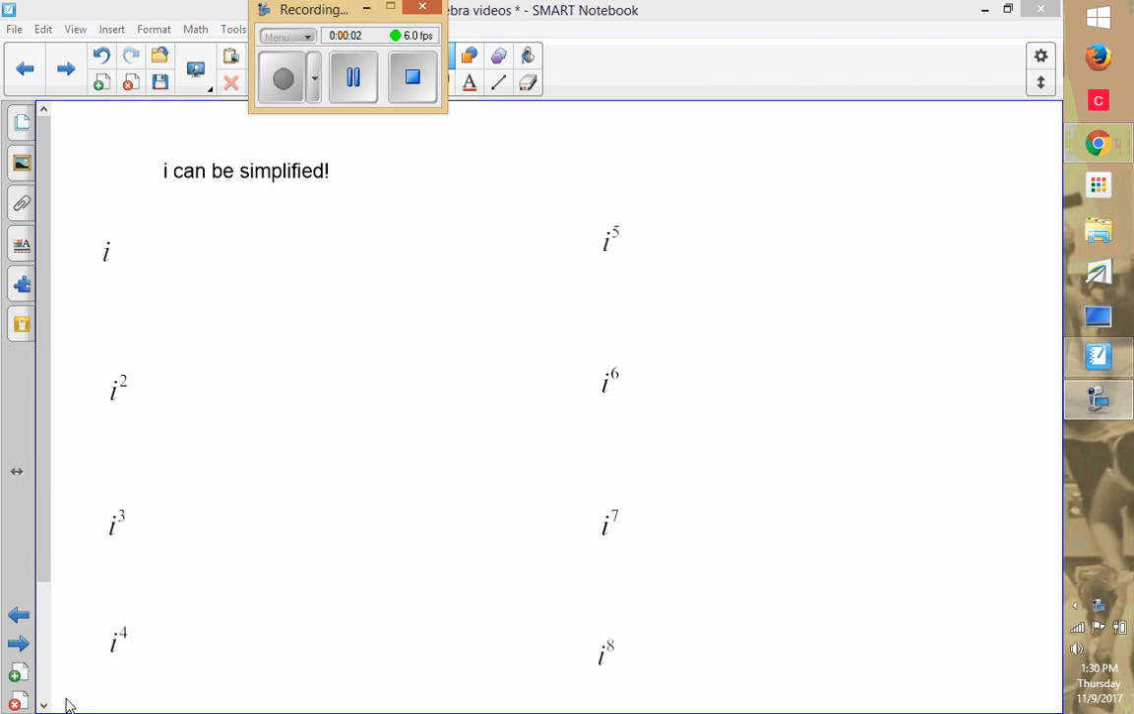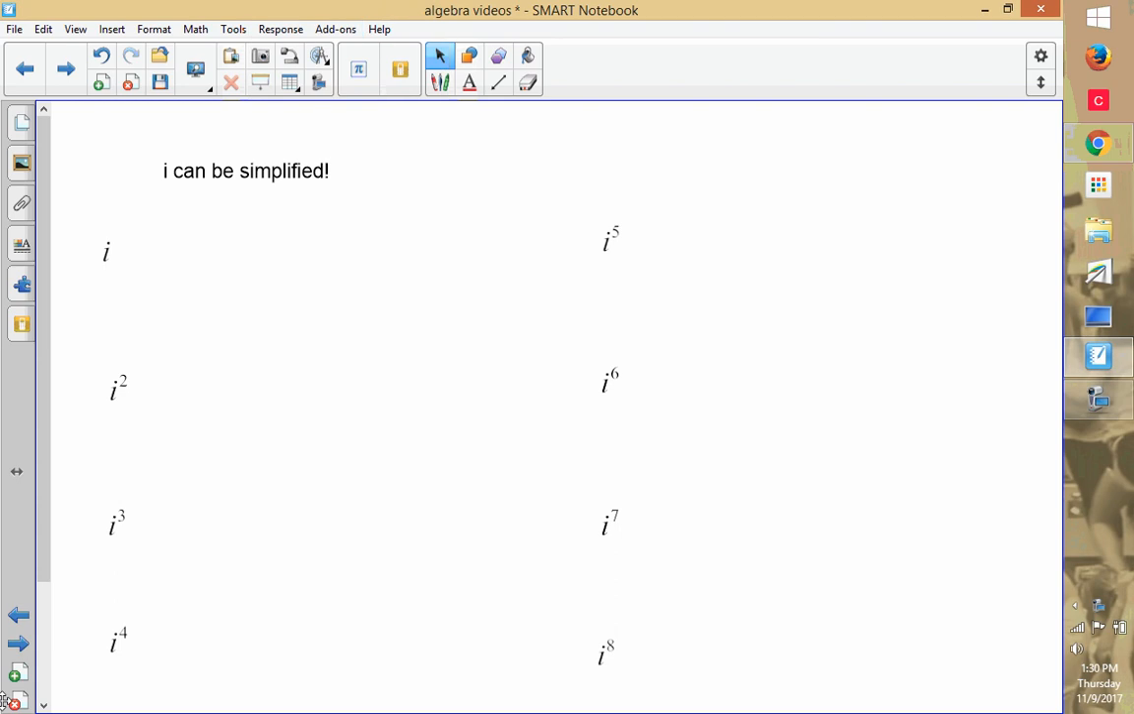All right, we are going to learn a little bit more about i today and understand that i can be simplified. There's a pattern that's going to develop as we do this, and then we can use that as we move towards doing other problems with imaginary numbers. So let's develop the pattern.